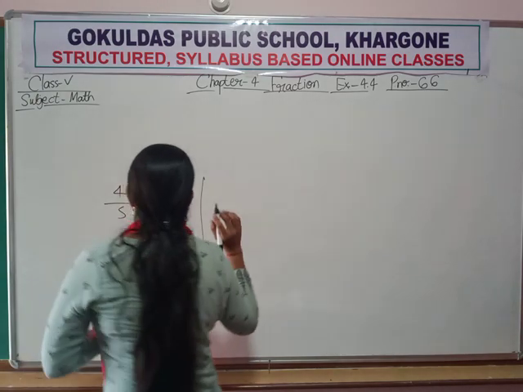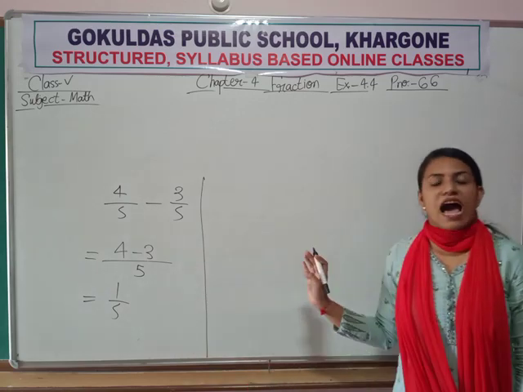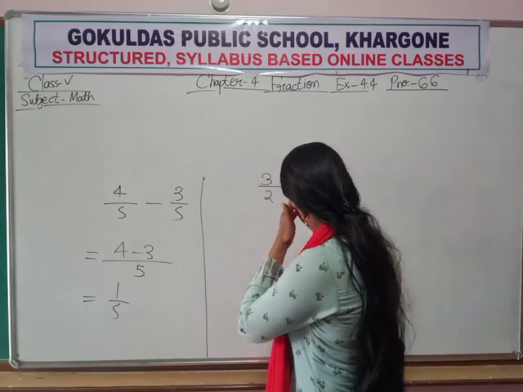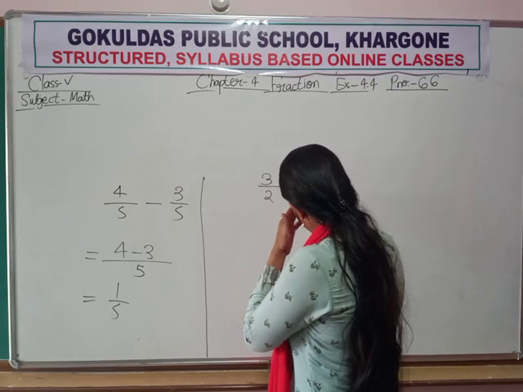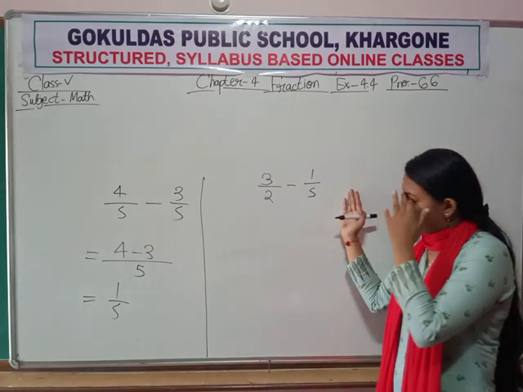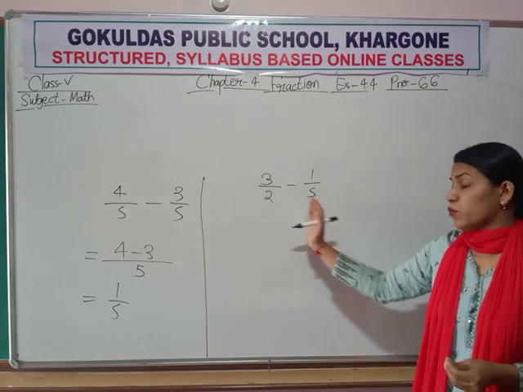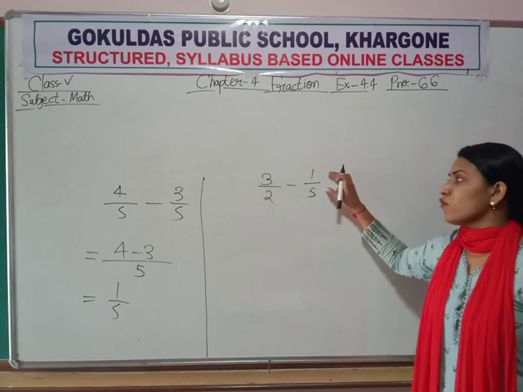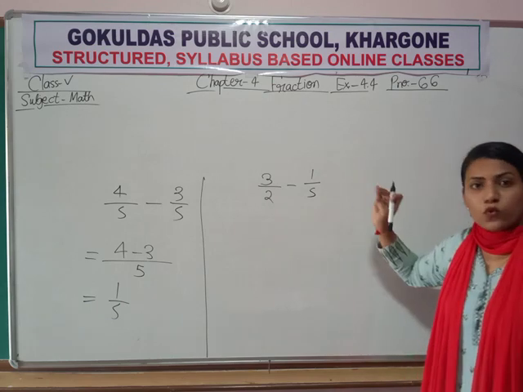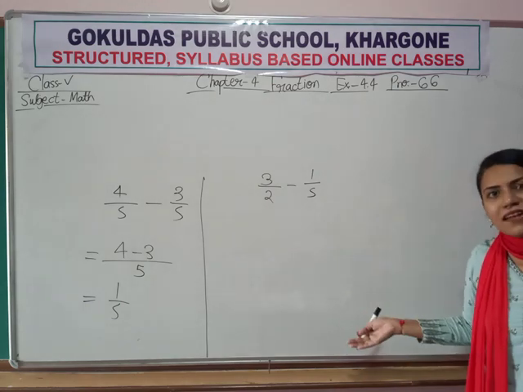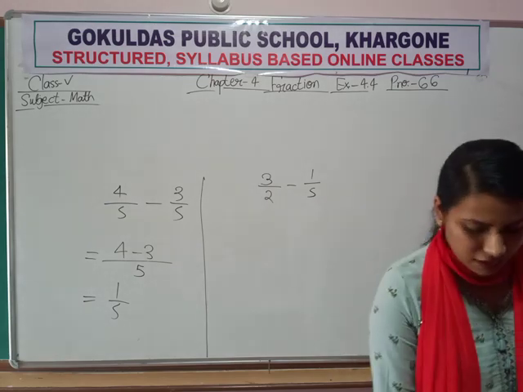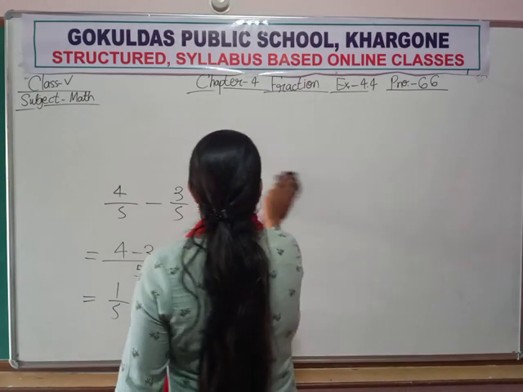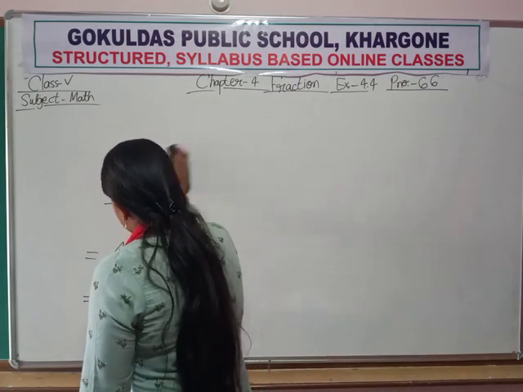But if the fractions are unlike, here both the fractions are unlike. So what will you do? First of all, convert these unlike fractions into like fractions, then solve. Okay, then solve. So let us do. I hope you understand.